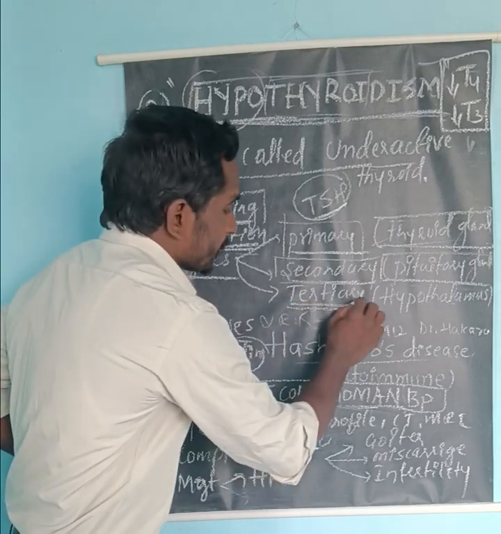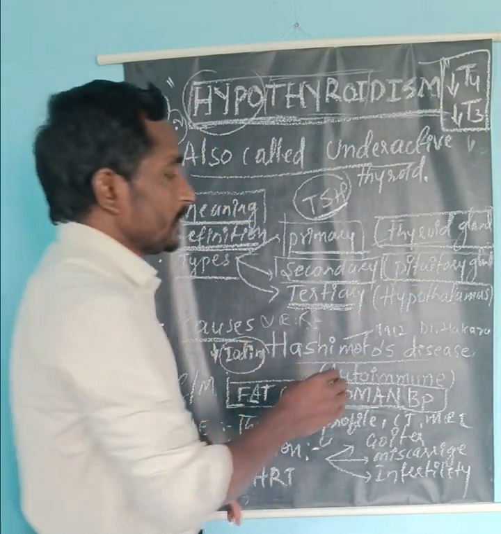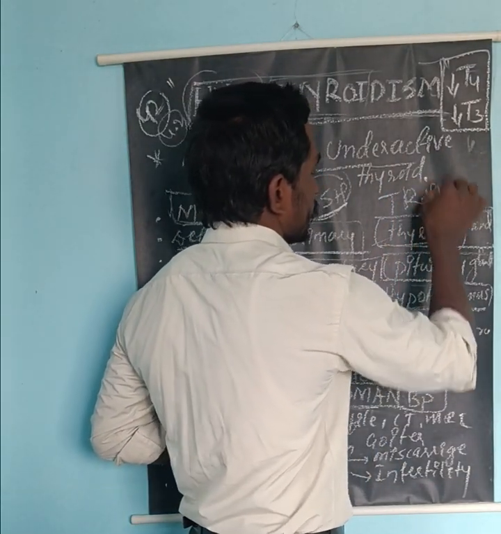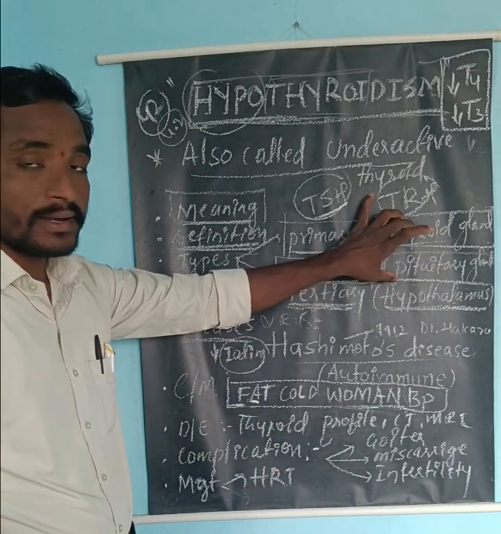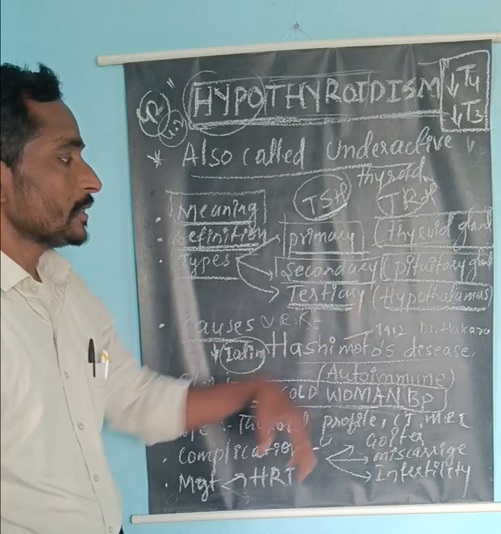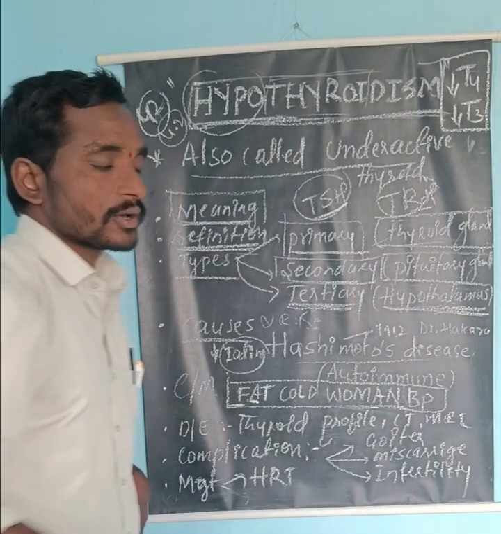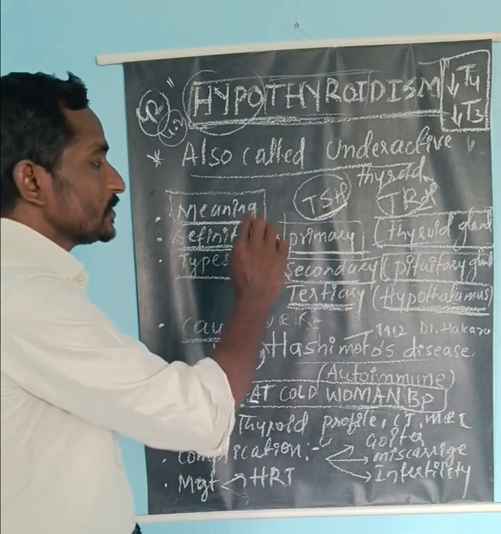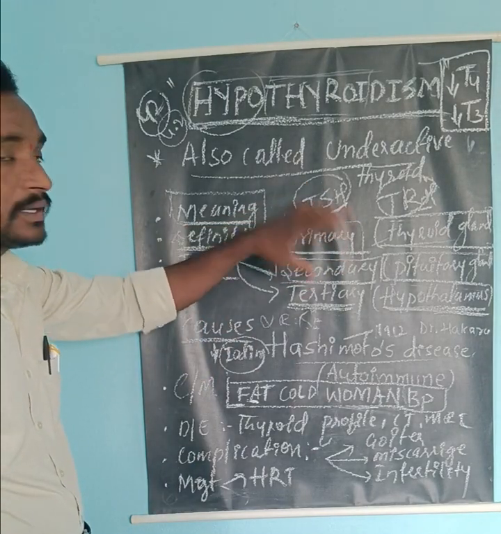Now come to tertiary hypothyroidism. Here the thyroid gland and the pituitary gland are normal, but the hypothalamus is not able to produce thyroid releasing hormone. Thyroid releasing hormone is very important for functioning of the thyroid gland as well as the pituitary gland. So depending upon the involvement, it is divided into three types: primary, secondary, and tertiary.